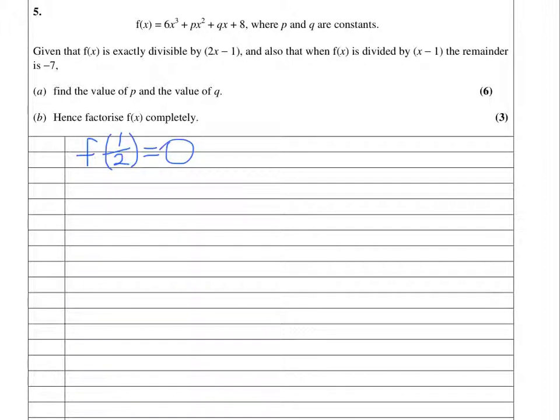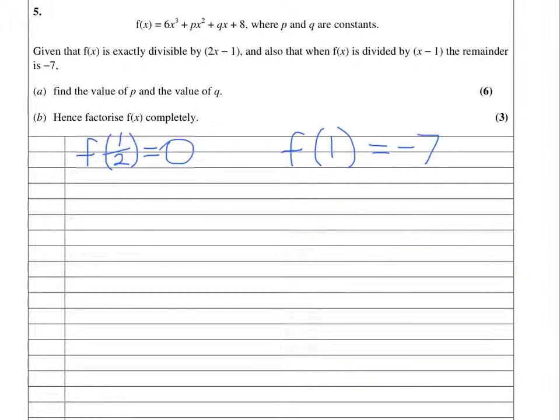Okay, continuing to read that sentence. We're also told when f of x is divided by x minus 1, the remainder is minus 7. So the remainder theorem tells me that f of 1 equals minus 7. They've obviously told me that for a reason. I'm going to have to use that.